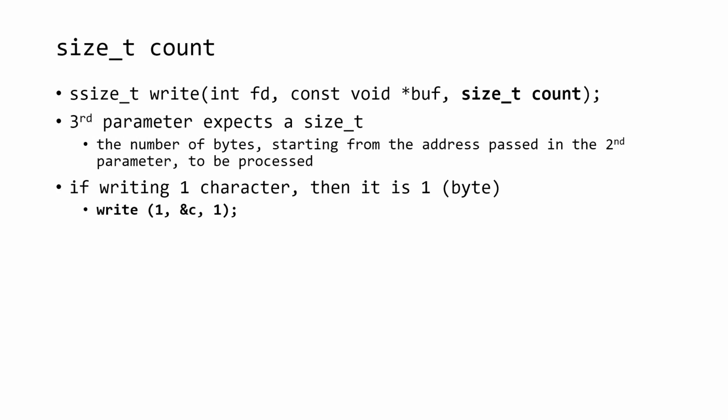Finally, we come to the last parameter, which is count. Count expects a size_t data type. What is a size_t data type? Basically, it is a number. And this number is the number of bytes starting from the address passed in the second parameter to be processed. If you are writing 1 character, then it is 1 byte that you are writing. And there you have it. This is the write function that you will use.